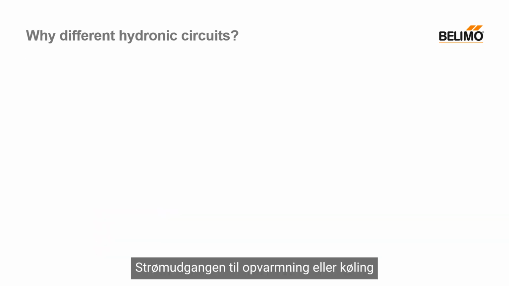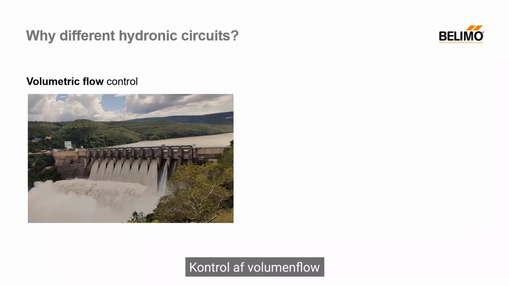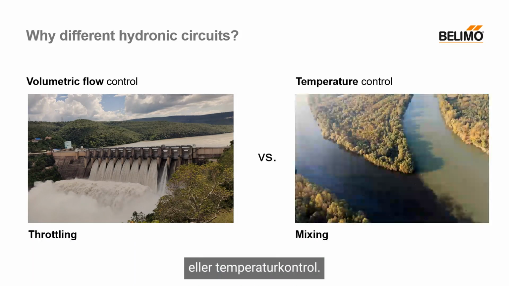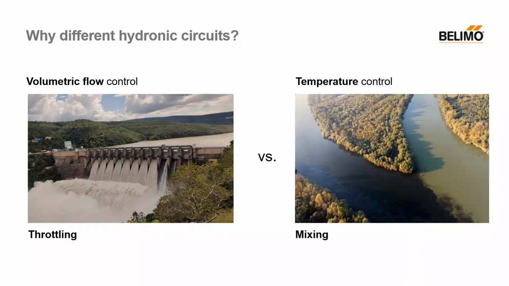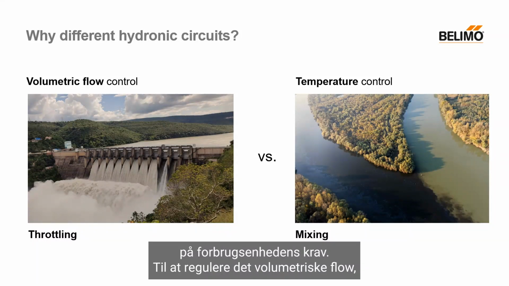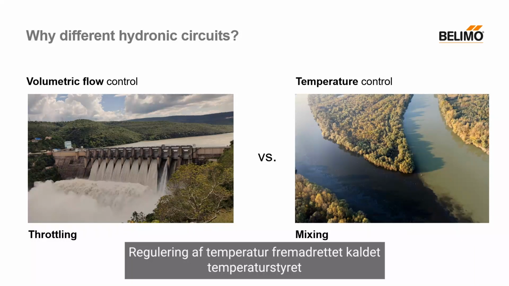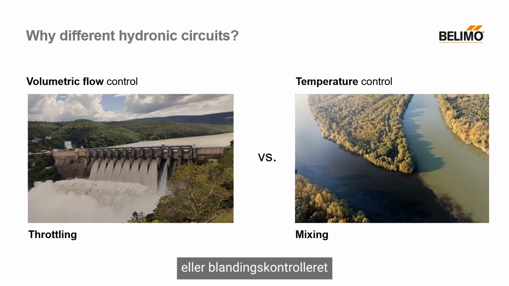The current output to heating or cooling consumers can be influenced by two factors. Volume flow control or temperature control. The choice between a volumetric flow or temperature-controlled system will be based on the consumer's requirements. Regulate volumetric flow, referred to as volume-controlled or throttle-controlled. Regulate temperature, referred to as temperature-controlled or mixing-controlled.